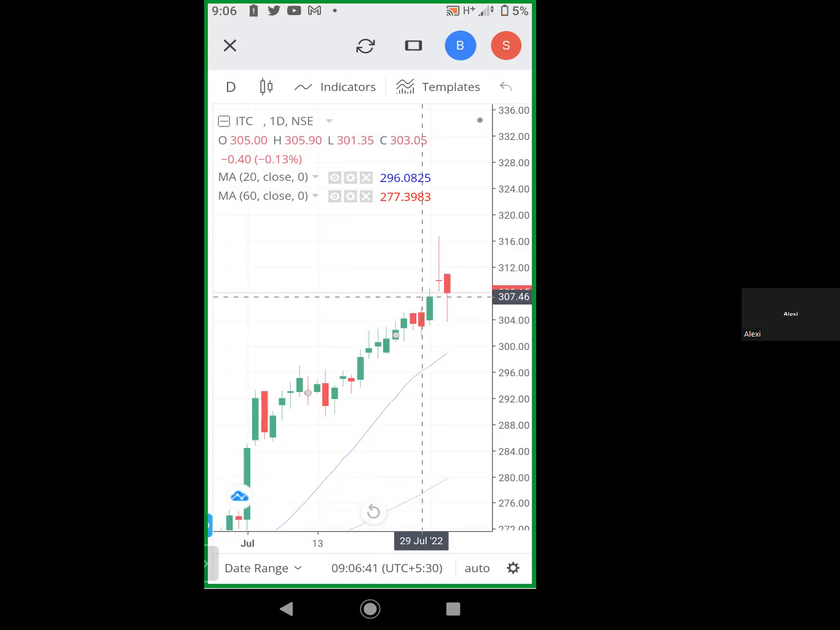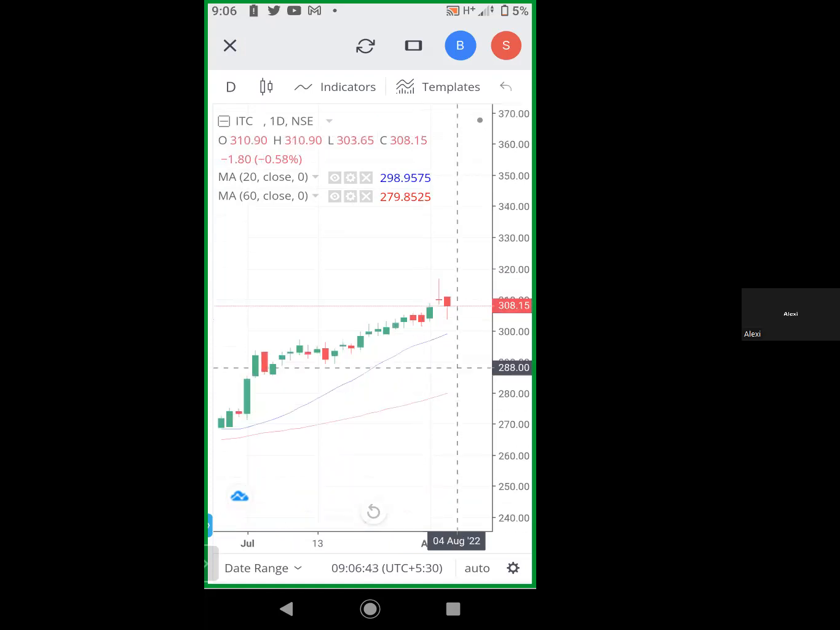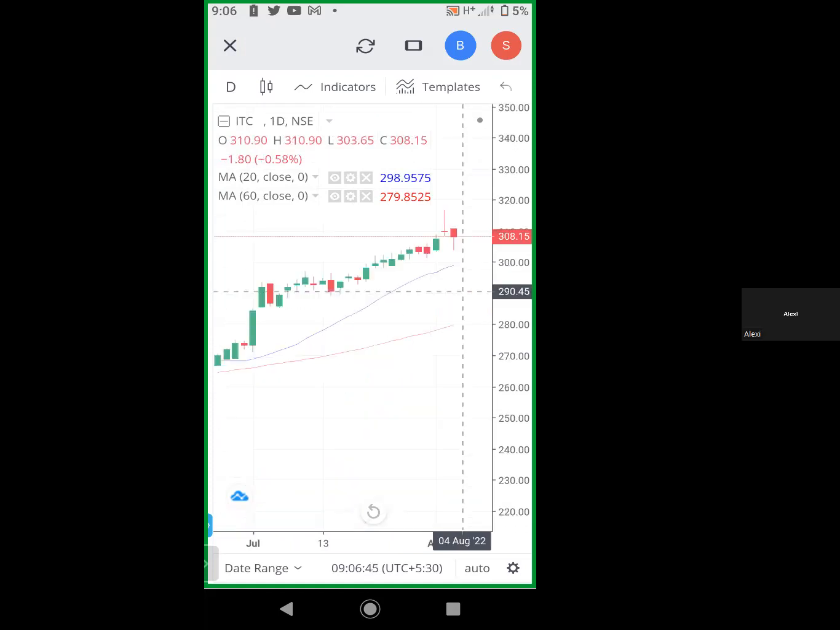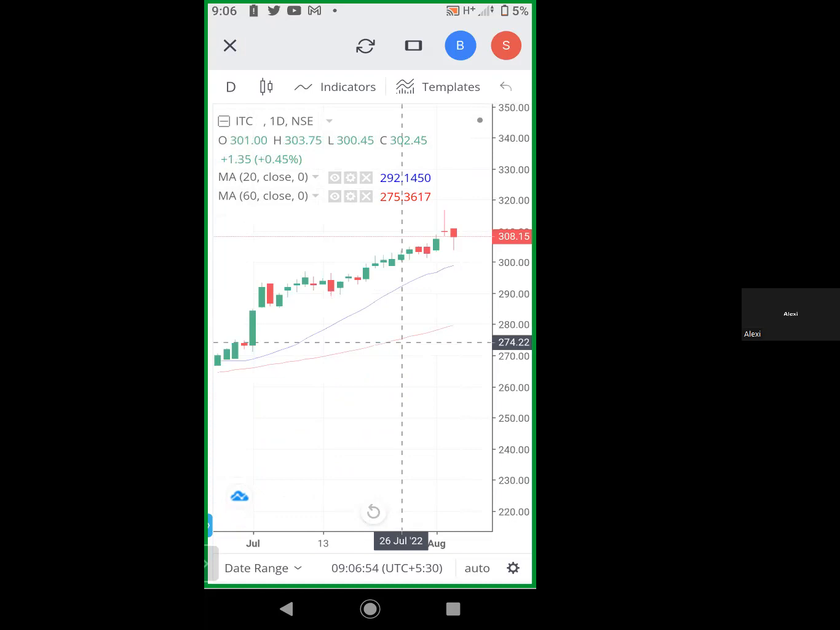Okay, and then what you want to do is, whenever the 20 period moving average is above the 60 period moving average and the stock prices continue to go up, up, and up, at that level you can enter the trade and stay there until the 20 period moving average moves below the 60. Okay, stay there until the 20 moves below the 60.